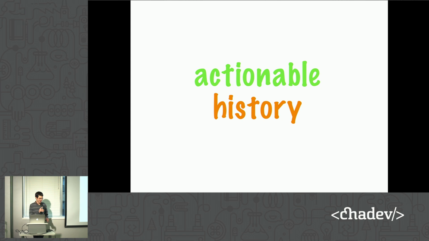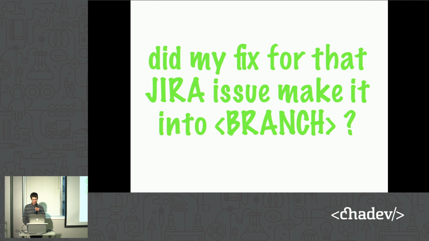I want to say that what I would like in Git history is actionable history that you can quickly take action on. So what does that look like? Well, for example, if I want to know whether my fix for some Jira issue made it into a branch, how do I know? Well, I could go to Jira and try to figure out what branch it should get merged to.